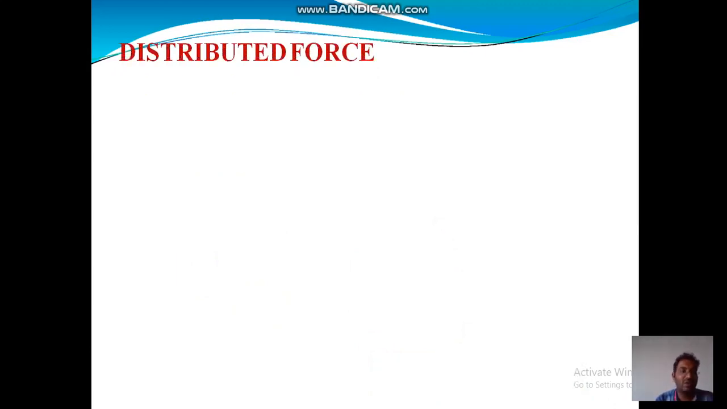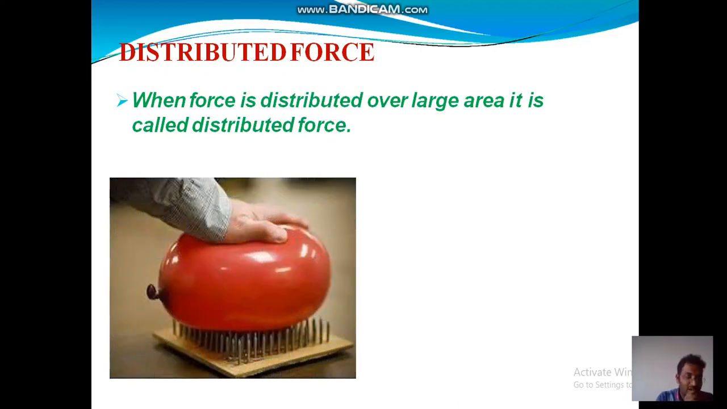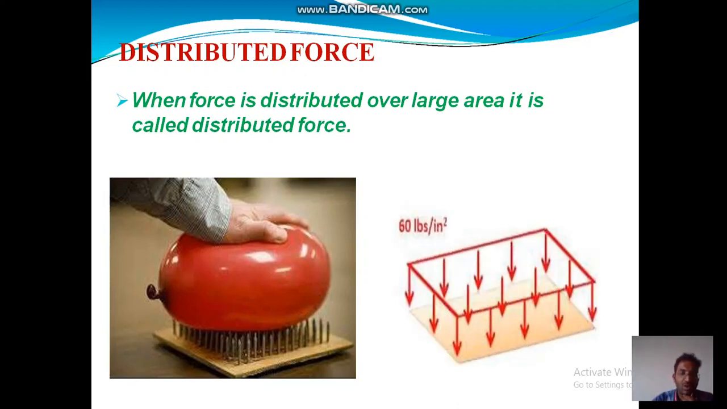And next one, distributed force. Distributed force means the action of a force over a large area. See, when the force is distributed over a large area, we can say it is a distributed force. Distributed force is divided into uniformly distributed and uniformly varying, so this comes in further units. Yeah, this one is also a distributed force.